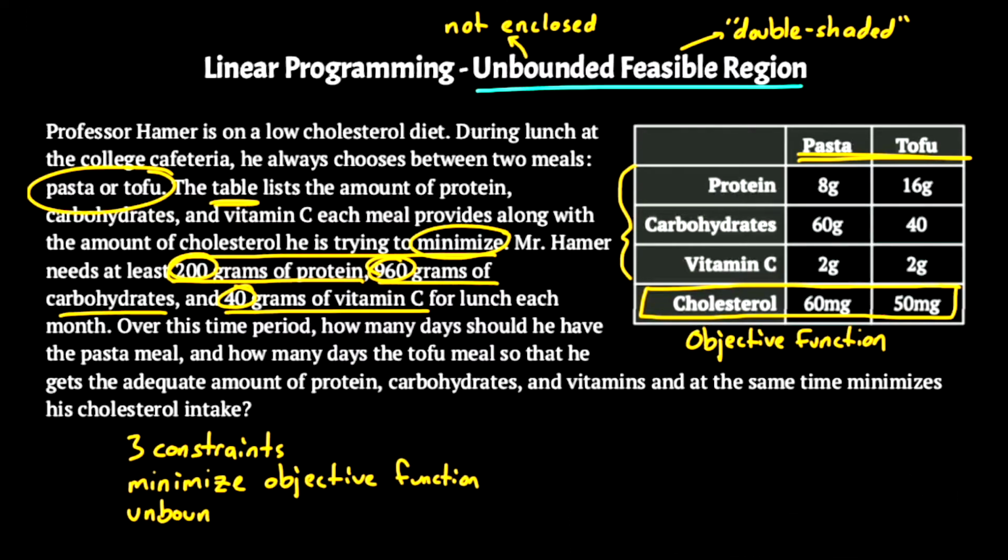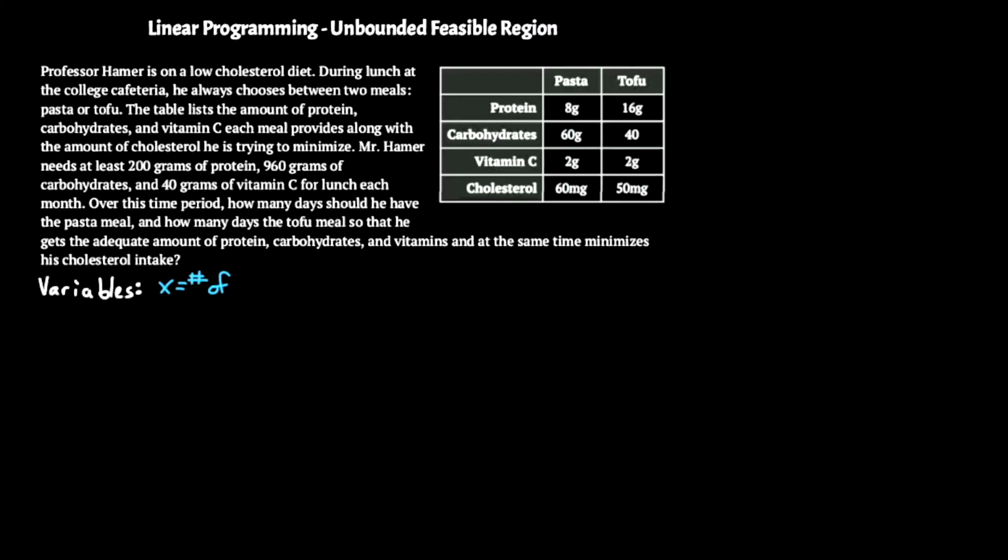So now that we have a handle on the setup of the problem, let's start by defining our variables and writing our constraint inequalities. So I'm going to start by saying that x is the number of pasta meals and y is the number of tofu meals, and that's because at the end of the problem, the real question says over this time period, how many days should he have the pasta meal and how many days should he have the tofu meal? So we're looking for the number of each of these. And now that I know what my variables are, I can start writing constraints or inequalities about them.